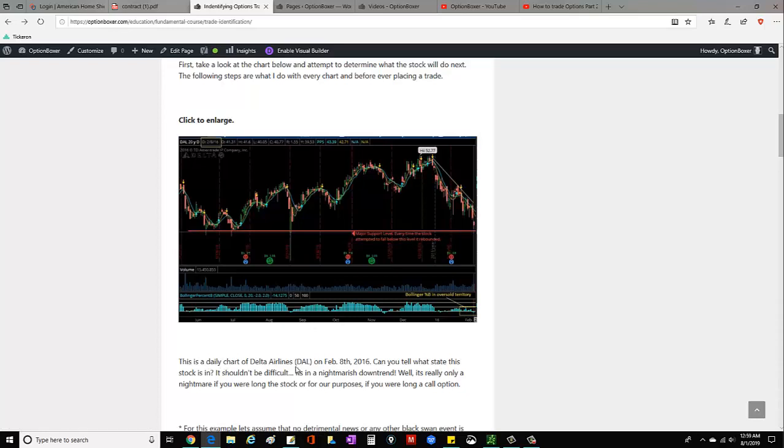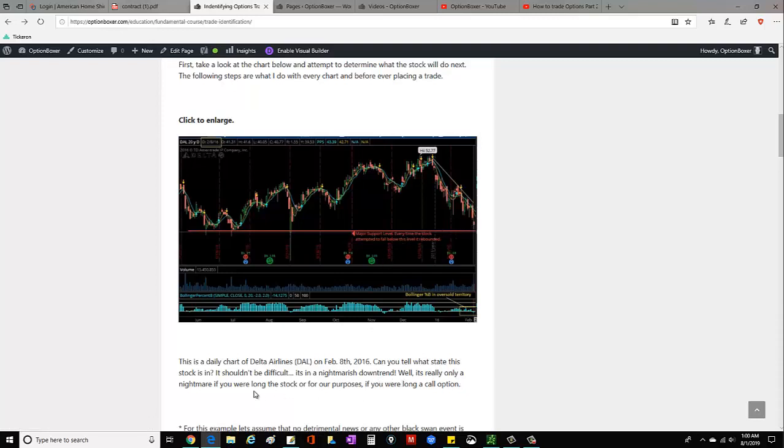So this is a daily chart of Delta on February 8th, 2016. Can you tell what state this stock is in? Well, it shouldn't be difficult. It's in a downtrend. In fact, it's in a pretty substantial downtrend, as it's wiped out the gains over 1, 2, 3, 4, 5, 6, 7 months in a matter of a month and a half to 2 months. So all the gains of all those long investors that bought in and rode it all the way up to 52.77 have now watched those gains disappear in a fraction of the time.